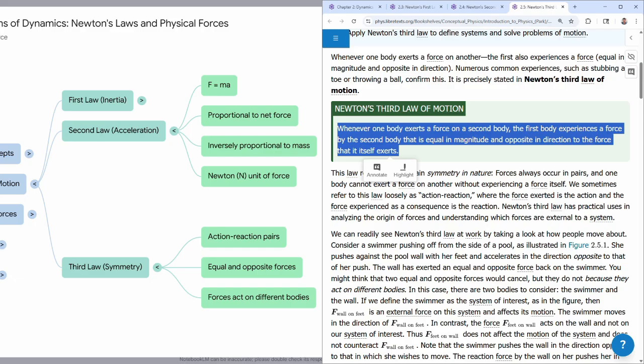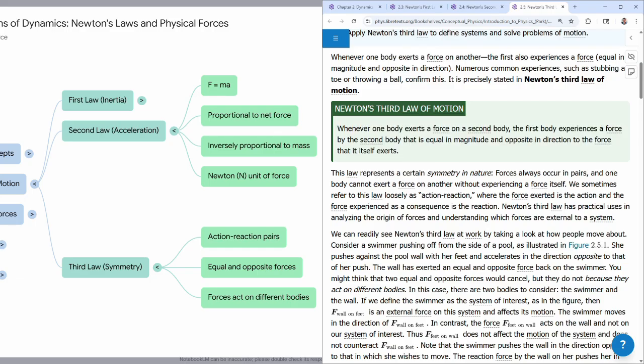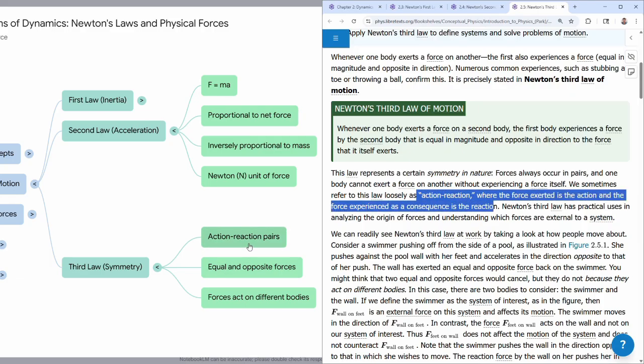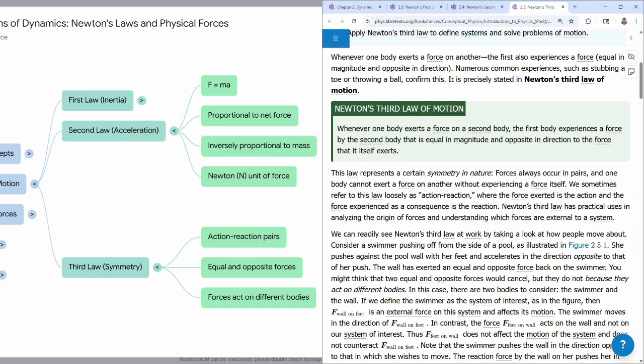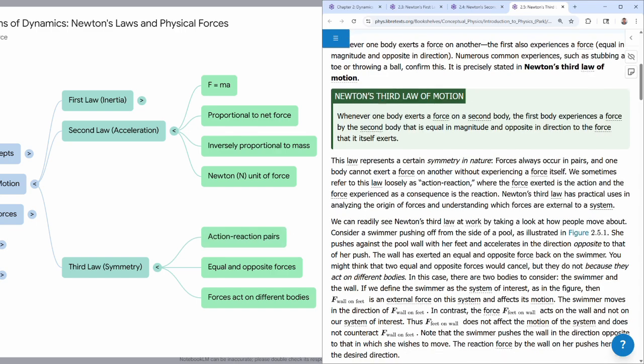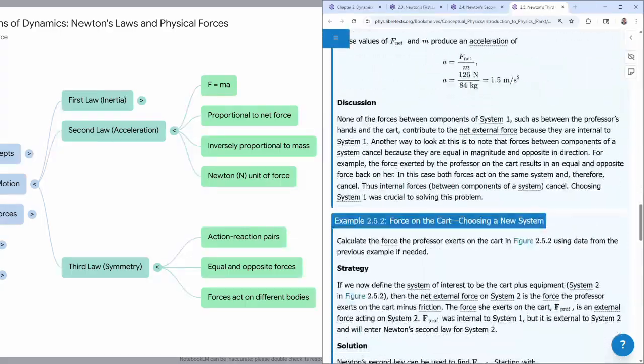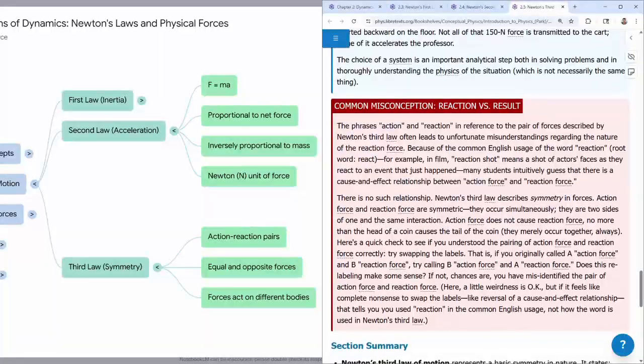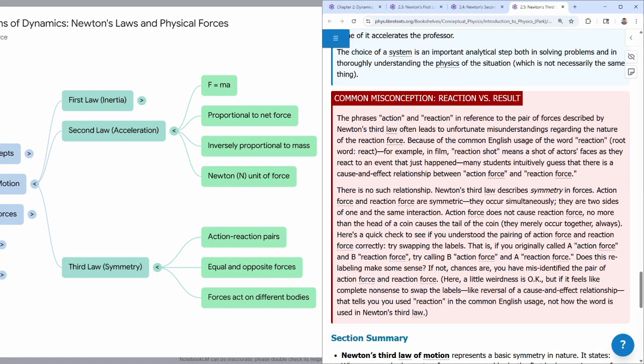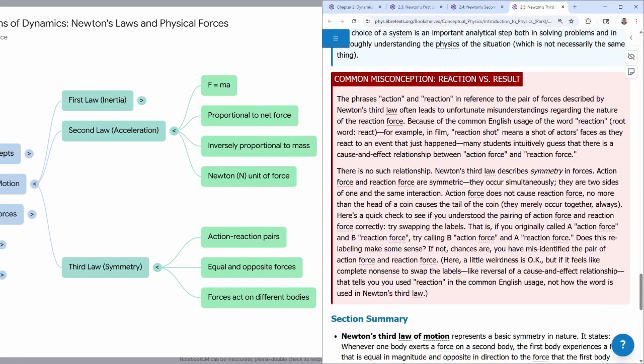You might have heard this in a more pithy, succinct saying: for every action, there's an equal and opposite reaction. And I feel that pithy saying leads to misunderstanding. So I have a longer lecture that talks about it more. For this overview, let me point you to the section of the textbook titled Common Misconception at the end of section 2.5, Reaction versus Result. Let me leave you to read it.